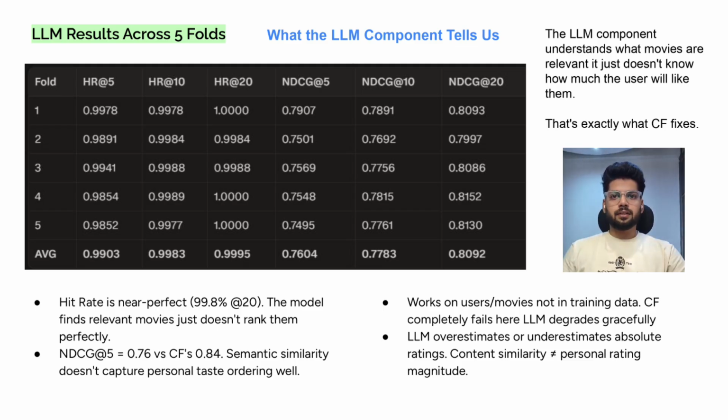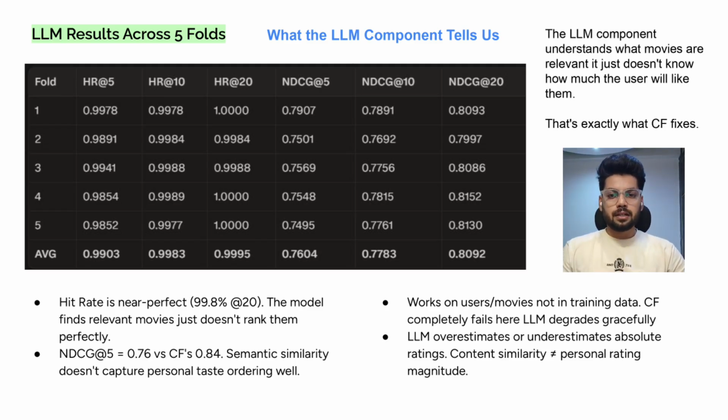What we did, we learned from the LLM component. Now we talk about the LLM observations. First, it's a strong discovery. A near perfect hit rate means it knows what movies are relevant to the user's taste. But secondly, it's weaker at ranking. The NDCG at 5 is 0.76, which is lower than the CF's 0.84. So content similarity doesn't capture the order of personal preferences well.